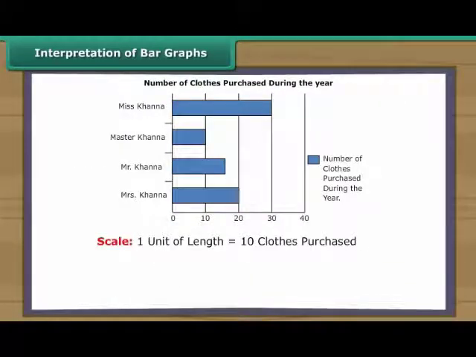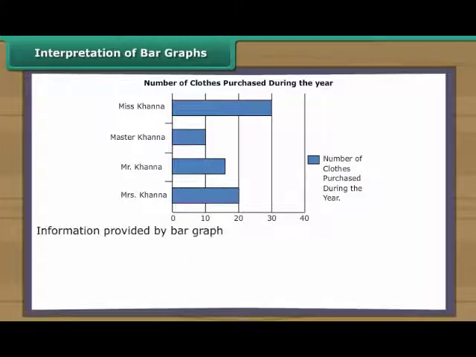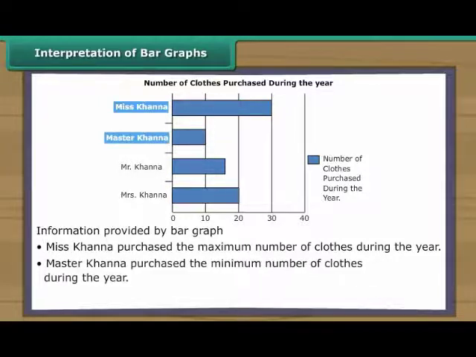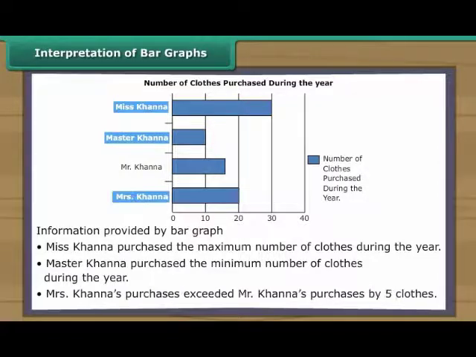1 unit of length represents 10 clothes purchased. It is clear from the bar graph that Miss Khanna purchased the maximum number of clothes during the year. Master Khanna purchased the minimum number of clothes during the year. Mrs. Khanna's purchases exceeded Mr. Khanna's purchases by 5 clothes.